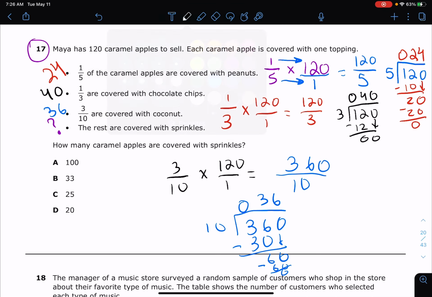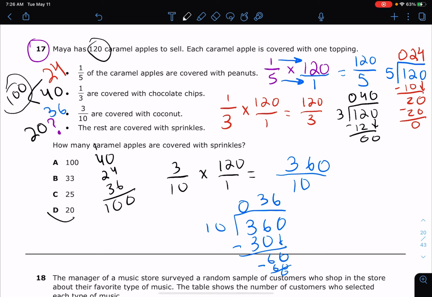And now all you do is just subtract these from 120. Nada más van a restar lo demás. But what I'm going to do is I'm going to add, sumar, 40 plus 24 plus 36. This is 5, 7, 10. So these 3 apples is 100. What is 120 minus 100? 20 apples have sprinkles. 20 tienen los sprinkles.